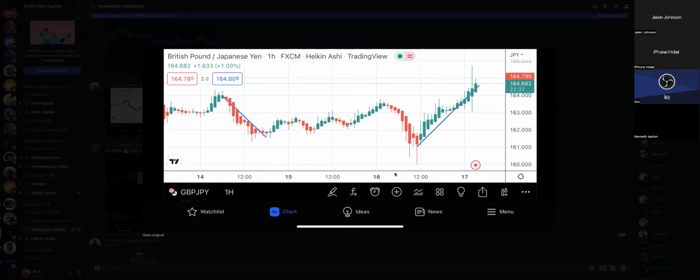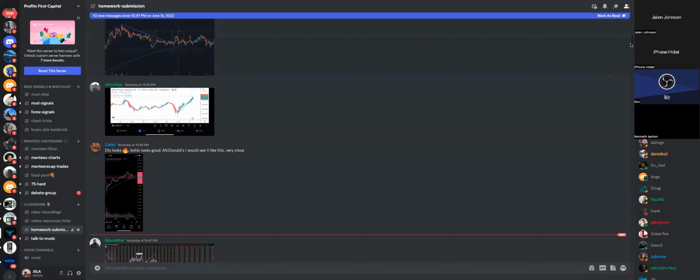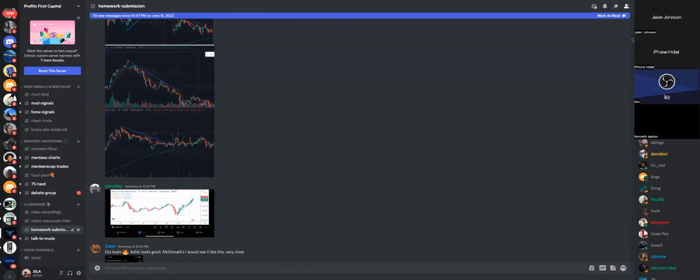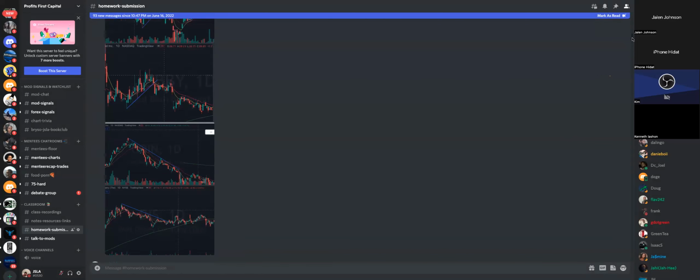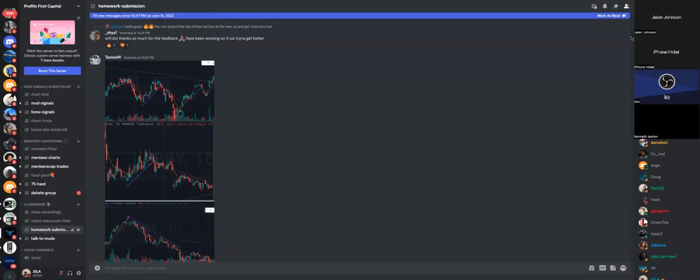Is that a flagpole? No. I mean, we don't know unless it starts making a correction. I don't know what kind of chart this is. Yeah, I've never seen price act like that. So I would definitely say redo the homework on this one. Yeah, that was Forex. Yep, that was British pound.